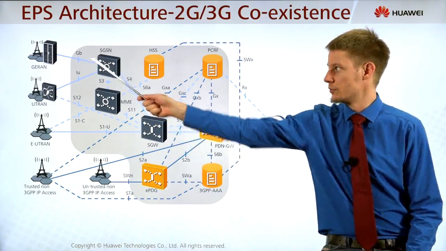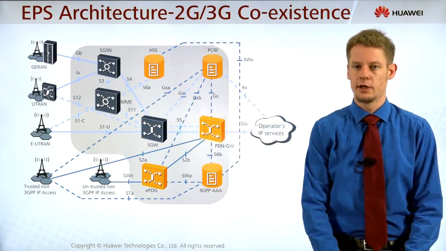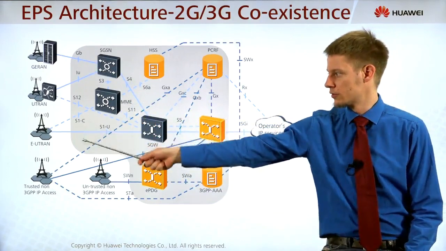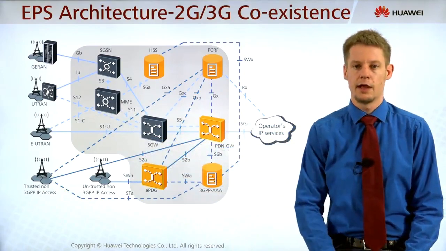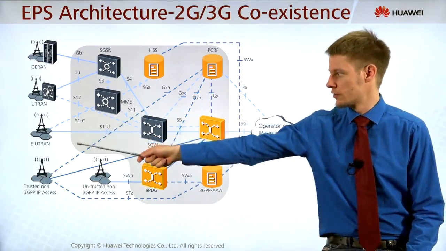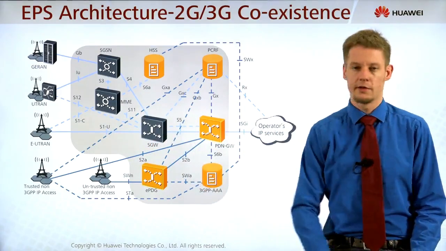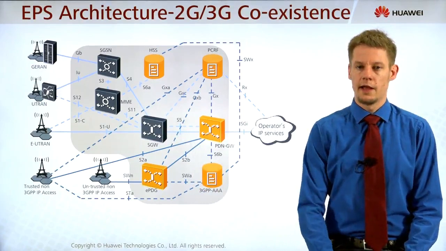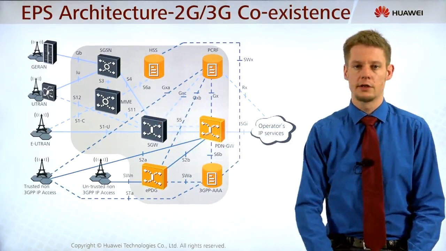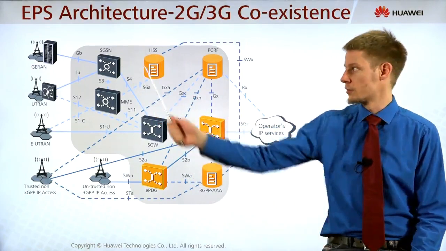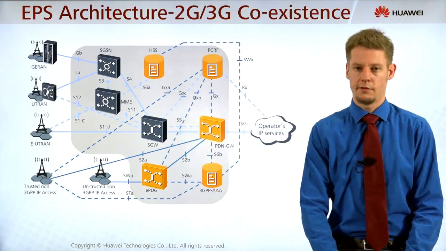They are interconnected through interfaces. We already know the Gb interface in 2G, the Iu interfaces in 3G, and the E-UTRAN stations now are connected through the S1 interface to MME and serving gateway. We know that there is an S1 control plane interface to the MME and an S1 user plane interface to the serving gateway. The LTE and SAE components are connected to the 2G and 3G nodes of the core network, for example, the SGSN, but also interconnected to the databases.